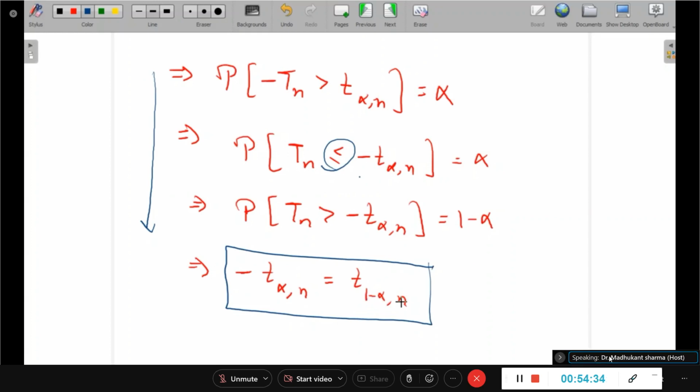So this is how they are related. Tn greater than minus T alpha, and what is minus T alpha? It is nothing but T with 1 minus alpha and n degrees of freedom.